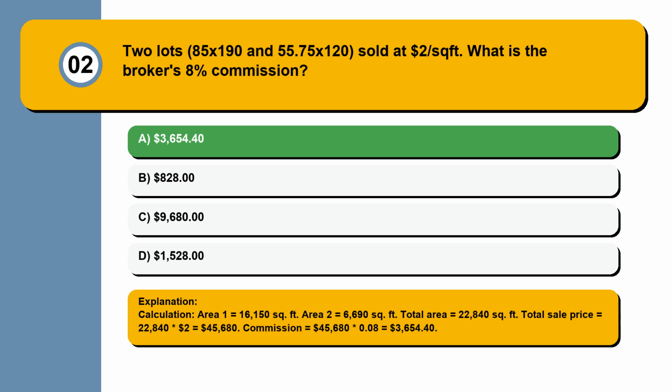Calculation: Area 1 equals 16,150 square feet, Area 2 equals 6,690 square feet, total area equals 22,840 square feet. Total sale price equals 22,840 times $2 equals $45,680. Commission equals $45,680 times 0.08 equals $3,654.40.